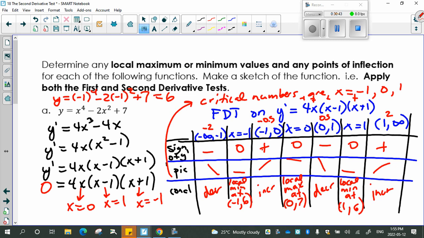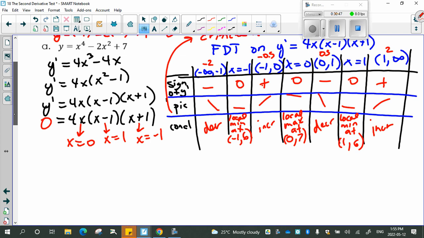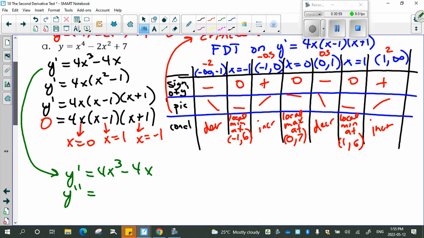Pretty good for that? All right, so now we're moving on to the second derivative. So we're going to take our first derivative. Y prime prime. So y prime prime is 12x squared minus 4. Agreed?